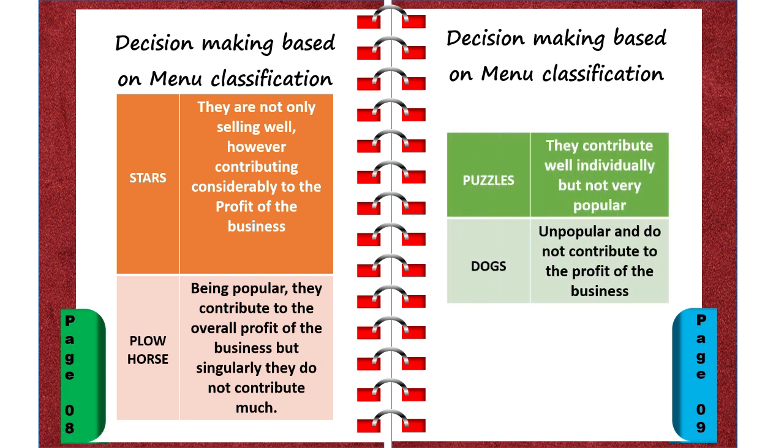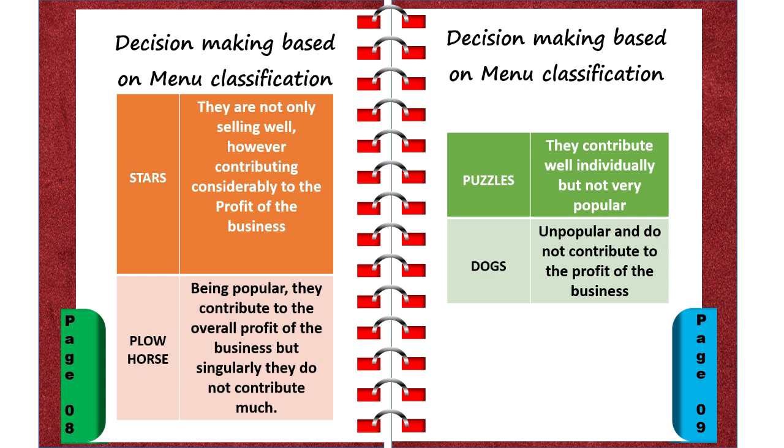Then another category is puzzle. Puzzle category items contribute well individually but are not very popular in the menu. People are not selecting them, though their profit contribution is individually good. And the fourth and last category is dogs. These items are unpopular and do not contribute to the profit of the business.